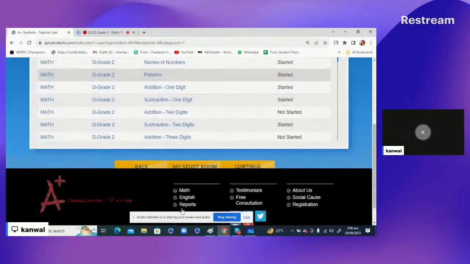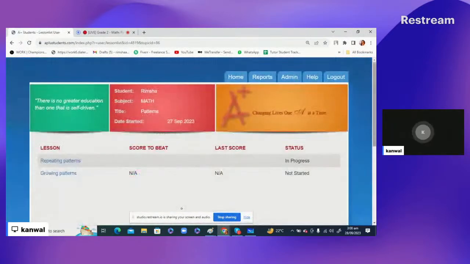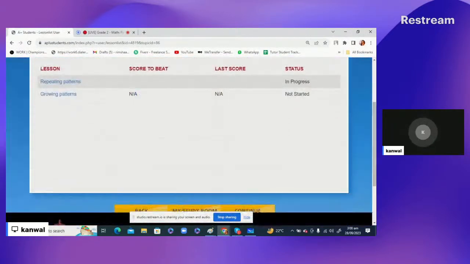All right, here is the pattern. This is the name of the chapter, and these are two lessons: repeating patterns and growing patterns.